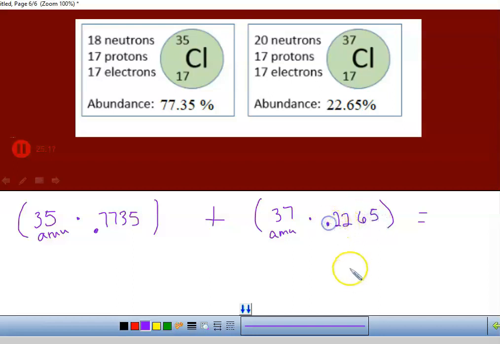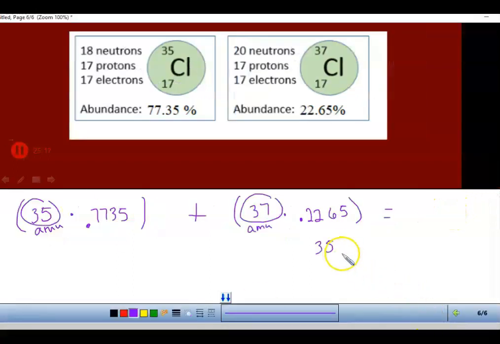Okay, that's a decimal. So now I simply will multiply this, and then get my answer. And so when I get my answer, you get 35.453 AMU.